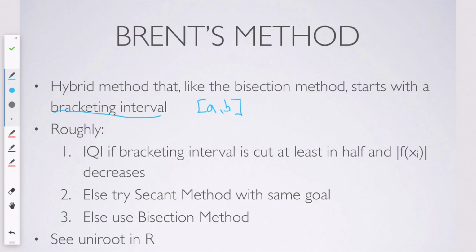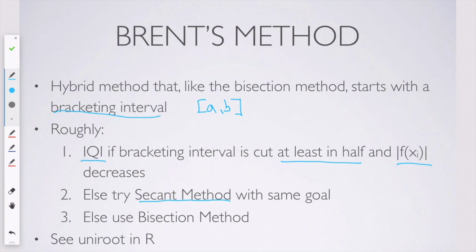First, you try to take one step of inverse quadratic interpolation, okay? And then you check. If you were to accept that next guess using IQI, would it result in your bracketing interval being cut at least in half? And would it result in giving you a function value that's closer to 0 than it was before? If both of those things are true, then you accept that as your next guess. If both of those things are not true, then you reject using the IQI method, and instead you try a step of the secant method, right?